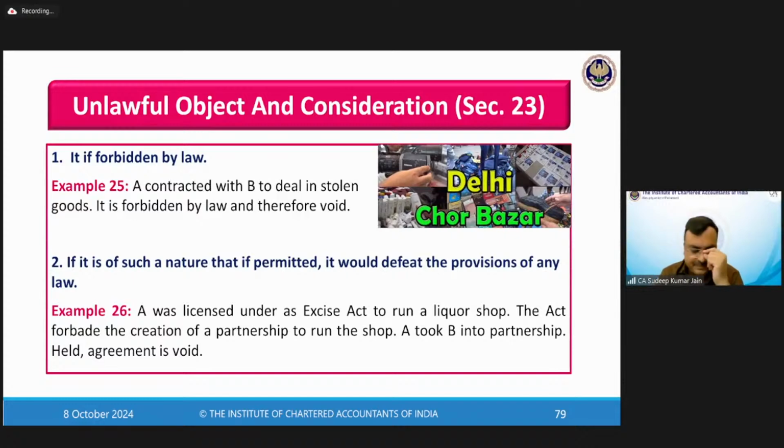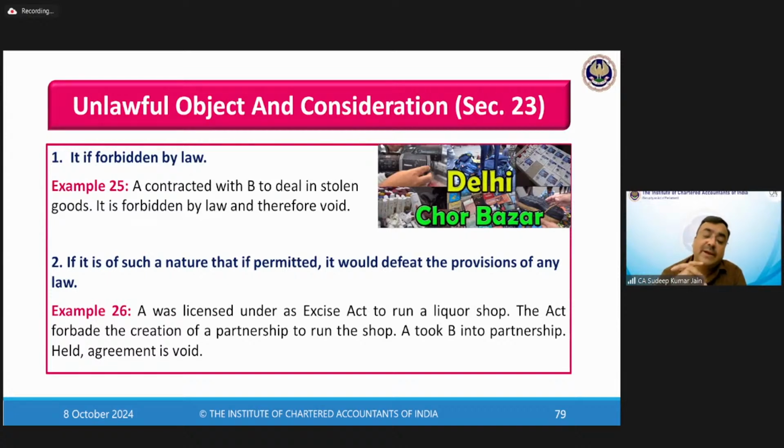But I'll just take one more example. A has the license of a liquor shop, and due to some fault in compliance of law, the government has cancelled the license with the condition that this license is permanently cancelled for this person and he can never run this liquor shop in the future. Suppose A had a license for a liquor shop and violated some terms and conditions, because of which the license was taken back and cancelled. The government said this person will not become the owner again.